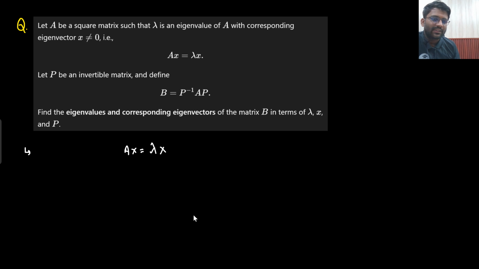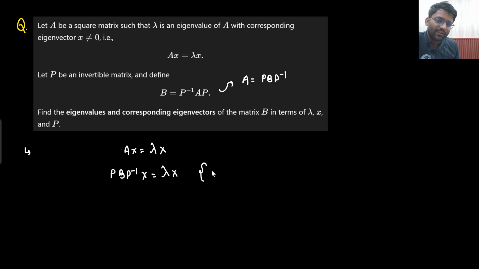Here I need to make the P inverse AP form. So how will I be able to make it? If B is P inverse AP, then can you write down the value of A? Yes sir, A is nothing but P B P inverse. You need to comment on B, so let's replace A with P B P inverse.